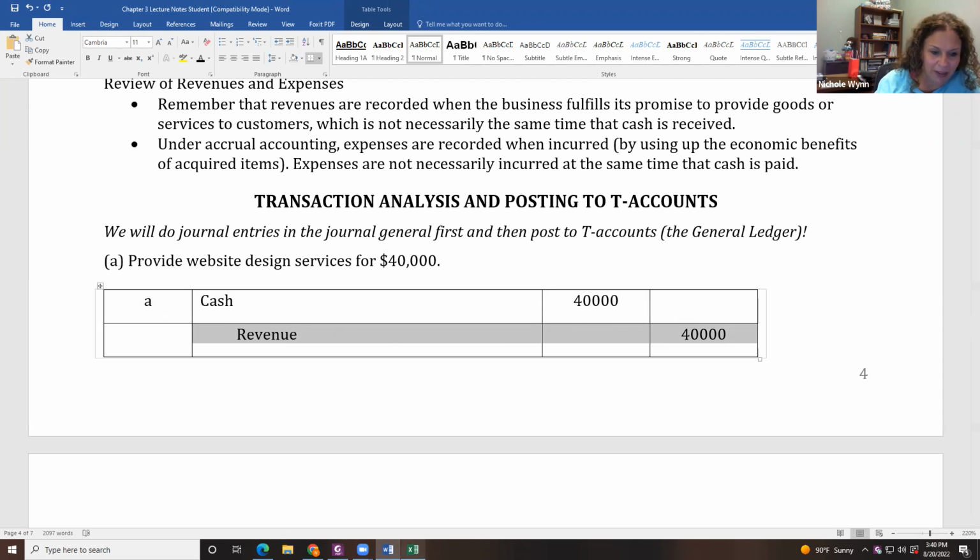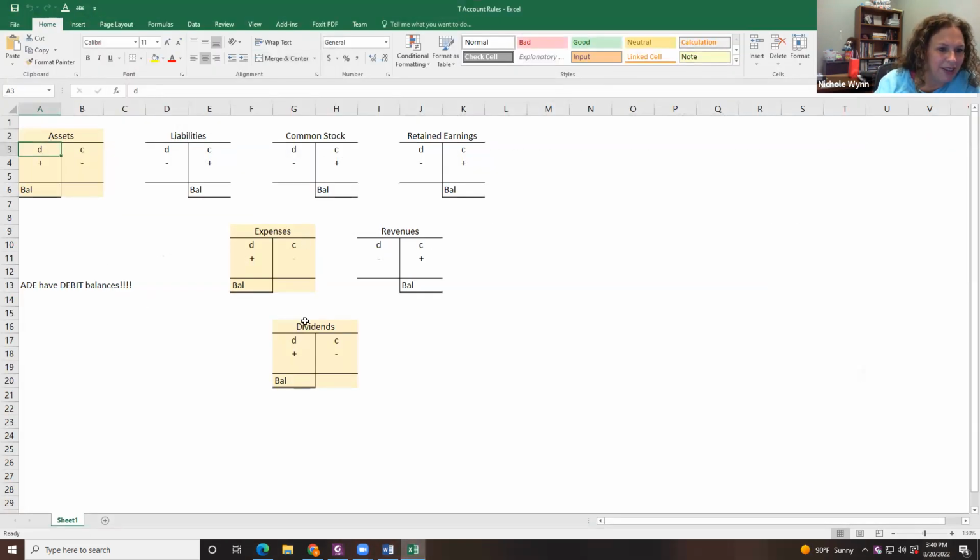Assets, dividends, and expenses have debit balances. But revenue is going to have a credit balance. We will only be crediting revenue in this chapter because revenue will only go up. We're not going to reduce our revenue. We're not going to have any returns or anything like that in this chapter. So all the time, the revenue will just be going up.